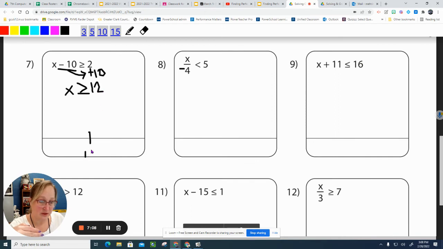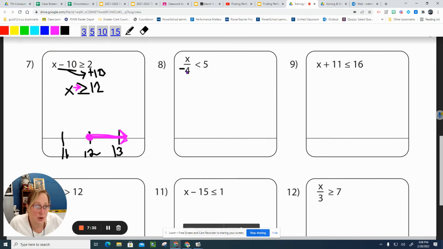In order to graph it, you put 12, put 13, you put 11. And I'm looking to see if this is greater than or equal to, and it has the equal to, so that means it is a closed circle. Since my variable is on the left side, I know that my arrow will go the same way as the inequality.